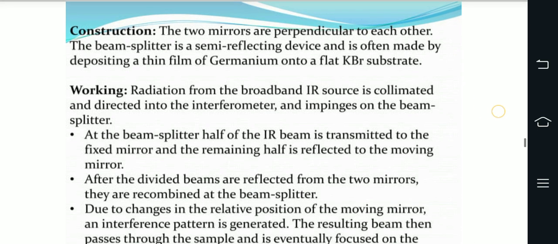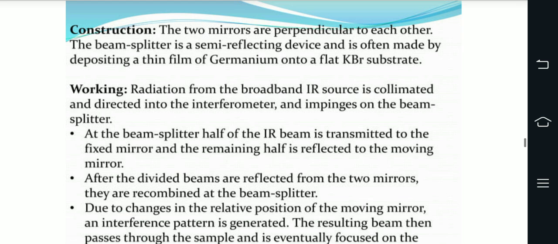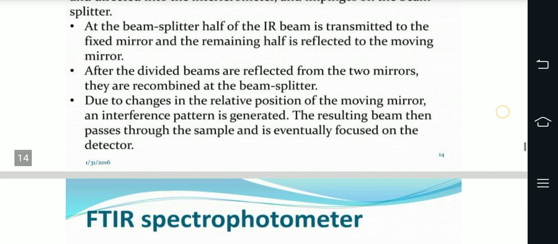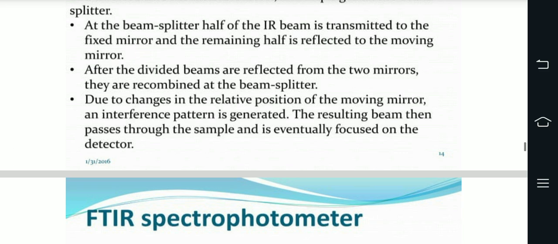Working: radiation from the broadband IR source is collimated and directed into the interferometer and impinges on the beam splitter. At the beam splitter, half of the IR beam is transmitted to the fixed mirror and the remaining half is reflected to the moving mirror. After the divided beams are reflected from the two mirrors, they are recombined at the beam splitter. Due to changes in the relative position of the moving mirror, an interference pattern is generated. The resulting beam then passes through the sample and is eventually focused on the detector.